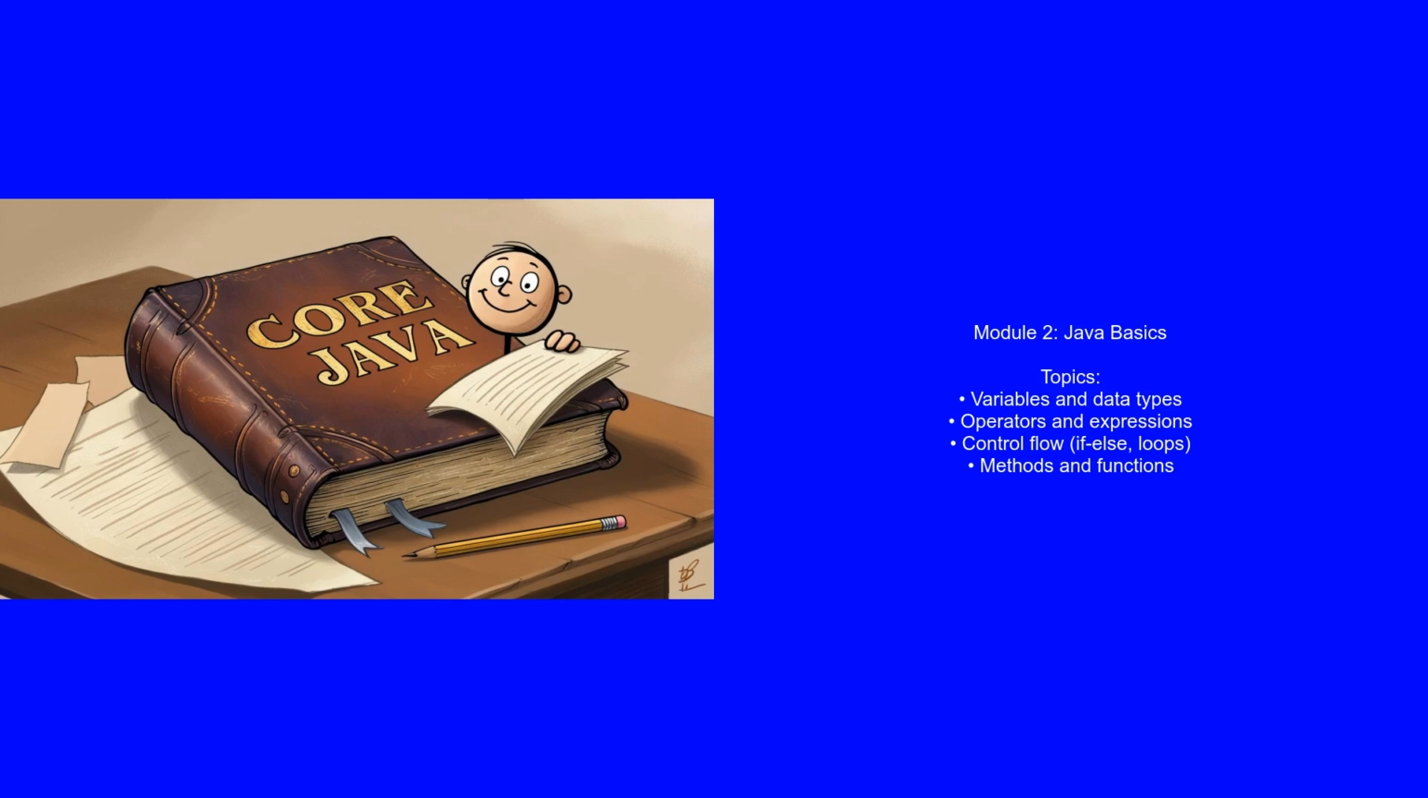Alright, so in Module 2, we're diving into the basics of Java. We'll be covering some key topics that are essential to understanding how Java works. First up, we'll talk about variables and data types. These are basically the building blocks of any Java program. Then, we'll move on to operators and expressions, which are used to perform different operations on our variables. Next, we'll explore control flow, which includes if-else statements and loops. This is where we start to control the flow of our program based on certain conditions. And finally, we'll discuss methods and functions, which are like reusable blocks of code that perform specific tasks.